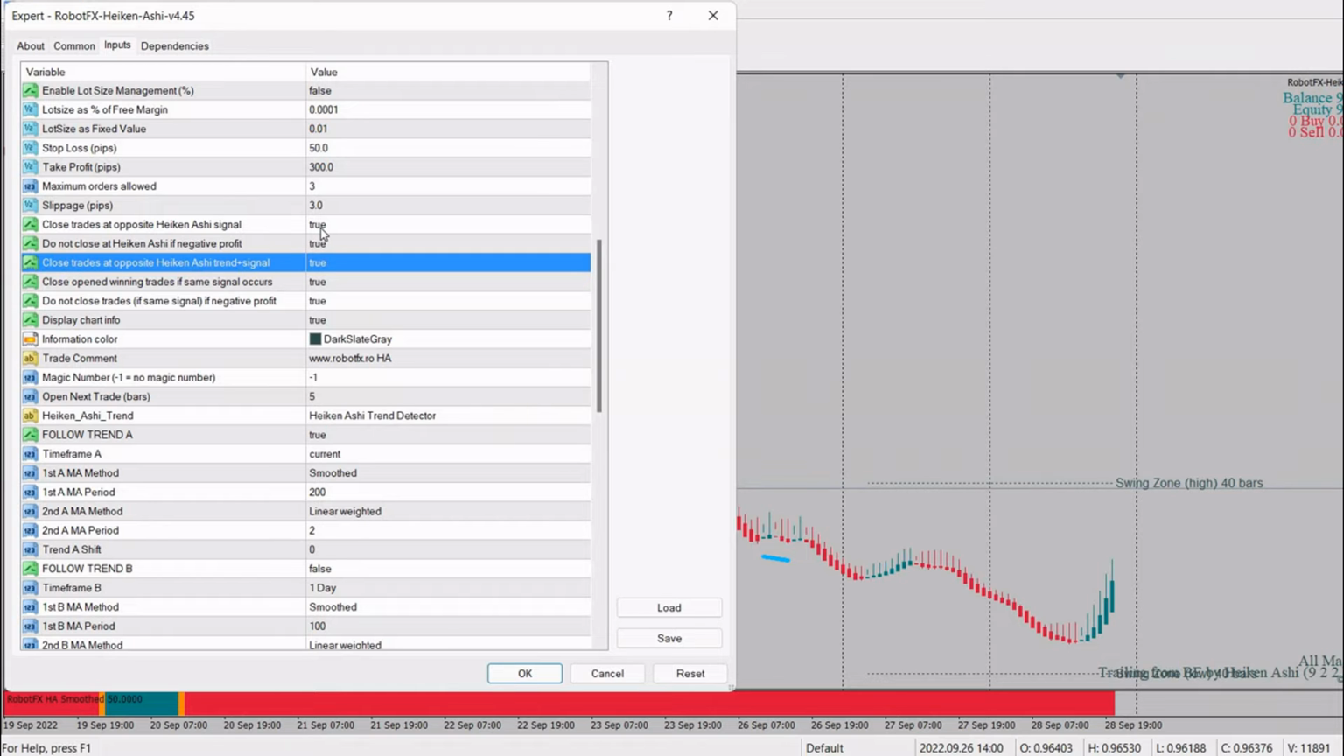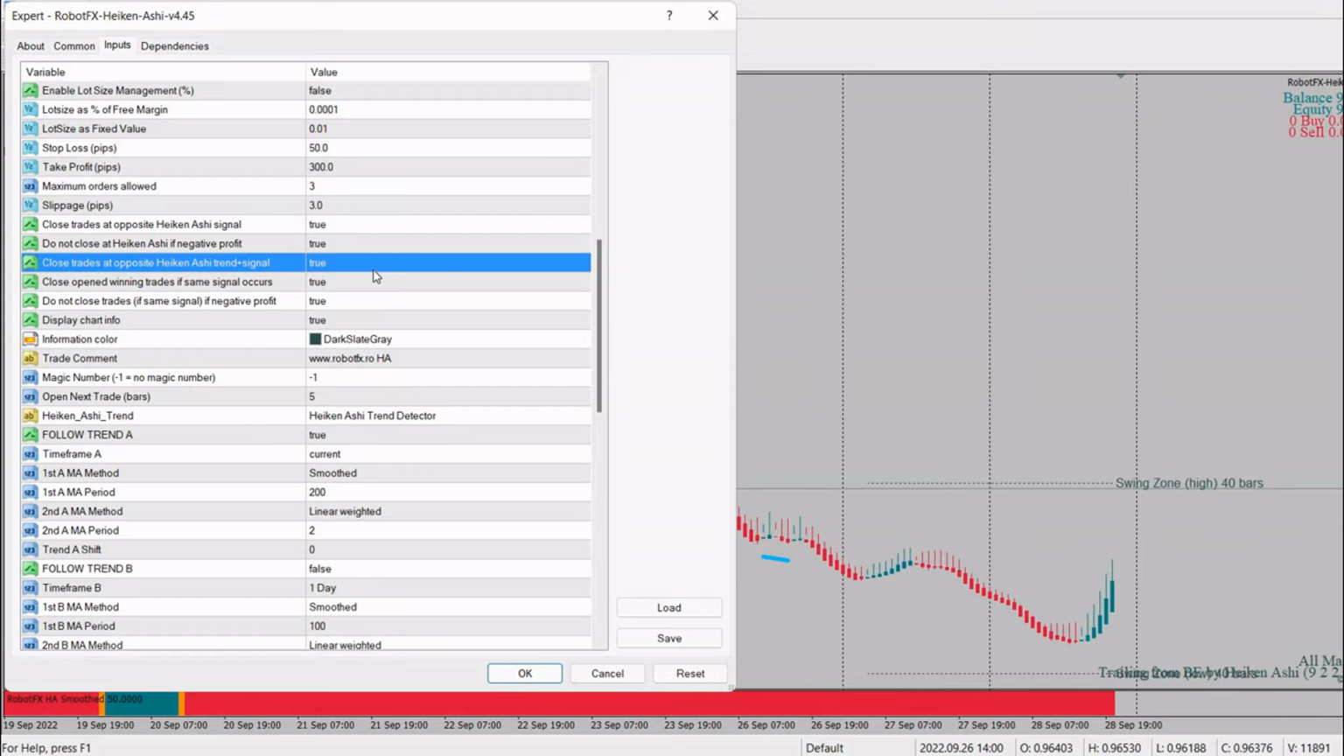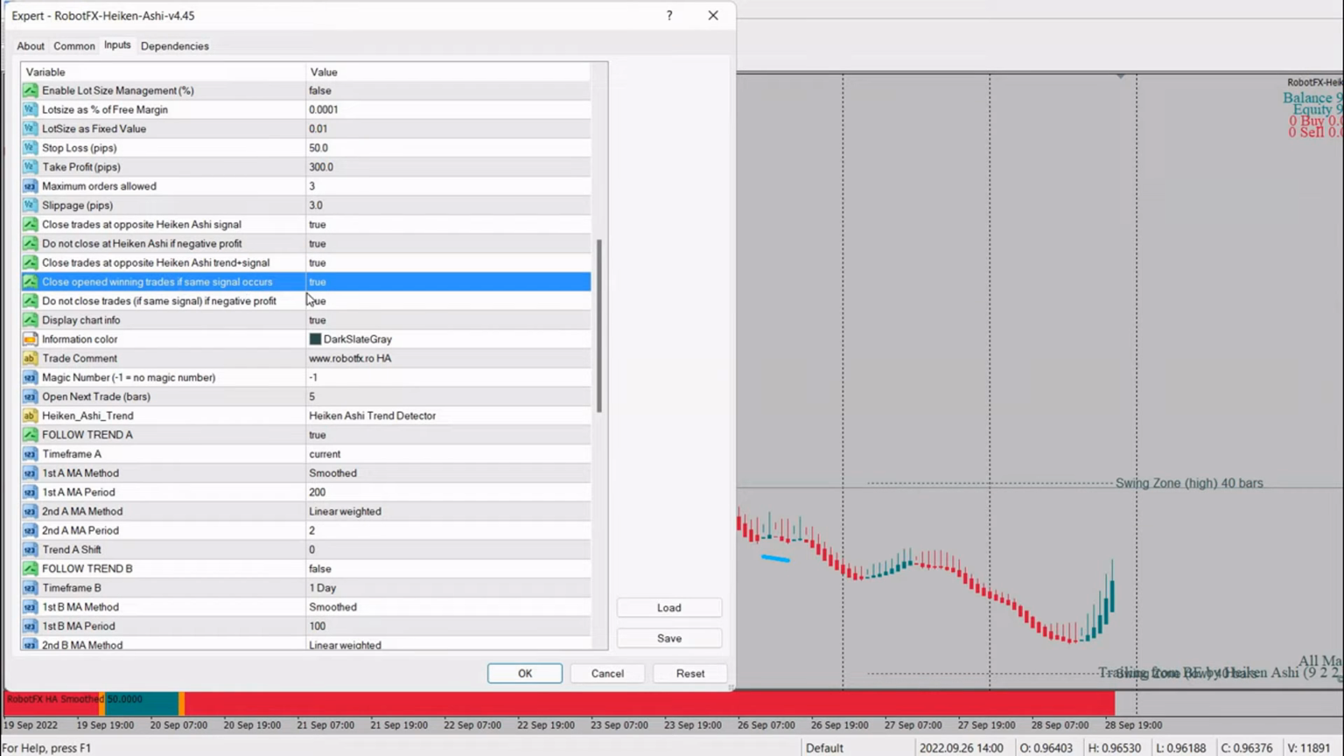So besides the first option, you can enable the next one, close trades at opposite Heiken Ashi trend plus signal, if the trend and the signal change color. I think this is very important. If the trend changes, you should probably focus on closing the trades if they go in the opposite direction. We also have the option to close the winning trade if the same signal occurs.